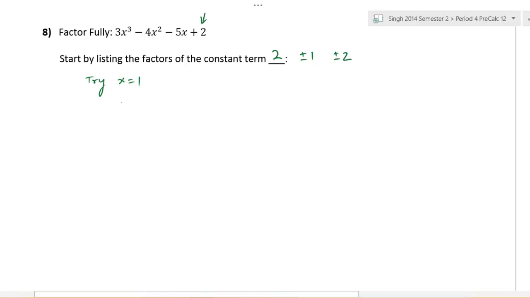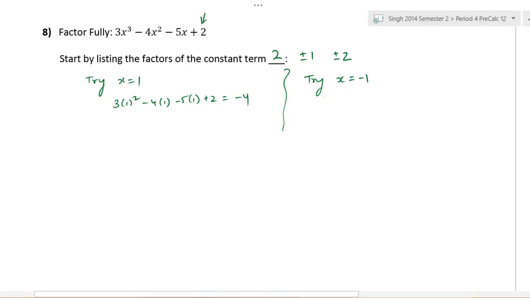We plug in x equals 1 into our polynomial. 3 times 1 squared minus 4 times 1 minus 5 times 1 plus 2, and we end up with a remainder of negative 4. So that's not going to work. Let's try x equals negative 1. It's got to work.